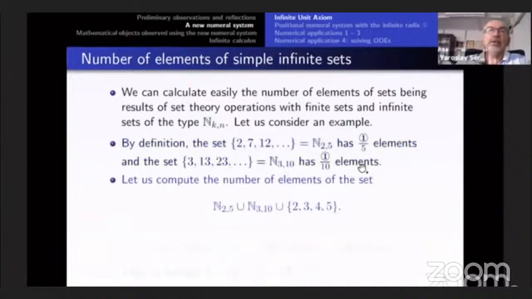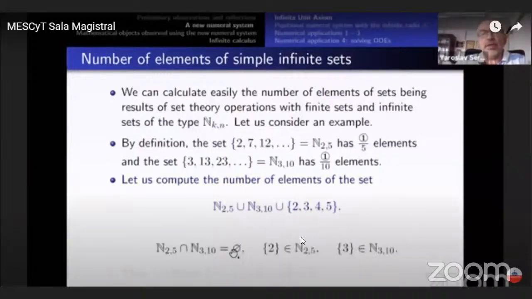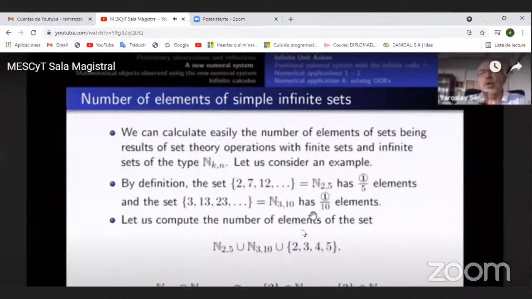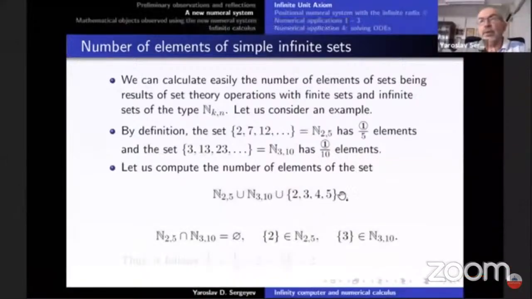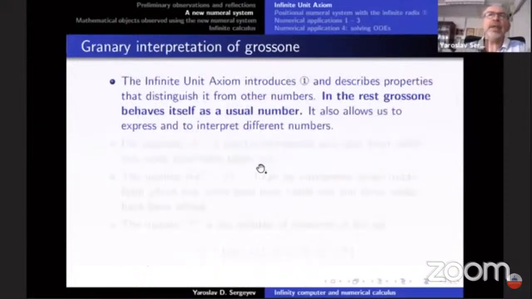And we are able easily to execute set theoretical operations with these sets and to compute the result, how many elements there will be, for example, here in this set. This is easy. Intersection of these two sets is empty. This is easy to show. 2 belongs to the first set, 3 to the second. So what we have done, we have added 2 new elements. So the first set, this one, has gross 1 divided 5 elements, plus gross 1 divided 10 elements, because this set has gross 1 divided elements, plus 2 new elements. So this is the result.